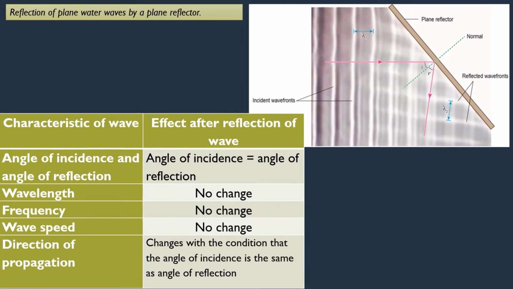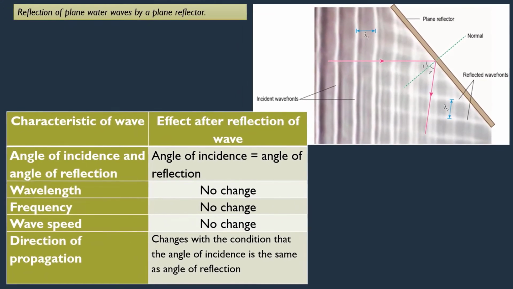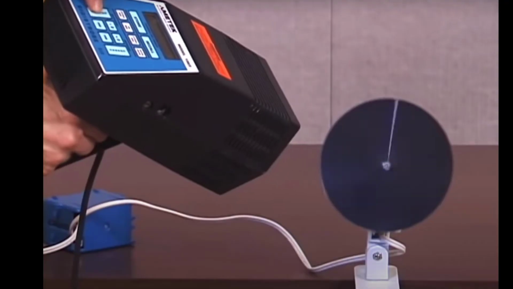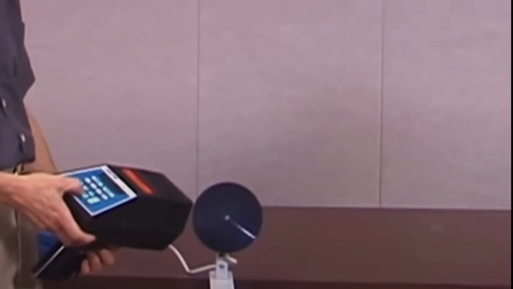So how can we get this diagram? We can get this kind of diagram by using a stroboscope. A stroboscope is used to freeze the movement of the incident waves. So this is a stroboscope.